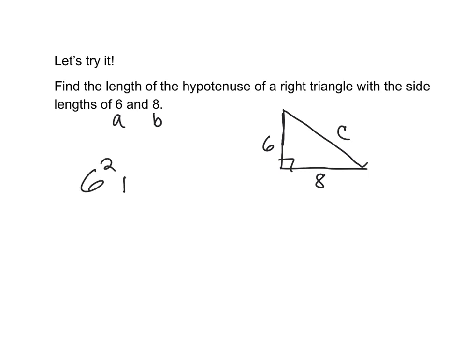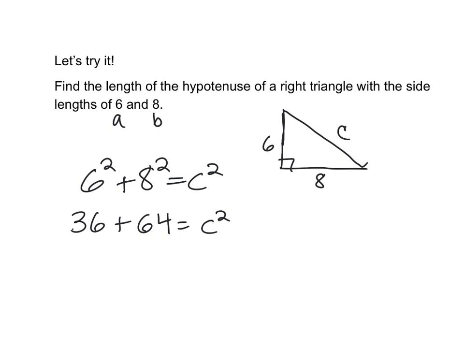6 squared plus 8 squared equals C squared. 6 times 6 is 36, plus 8 times 8 is 64. That has to equal C squared. 36 plus 64, if I put that on my calculator, is 100. And you hopefully recognize what the answer has to be to this, because this is one you should have memorized.